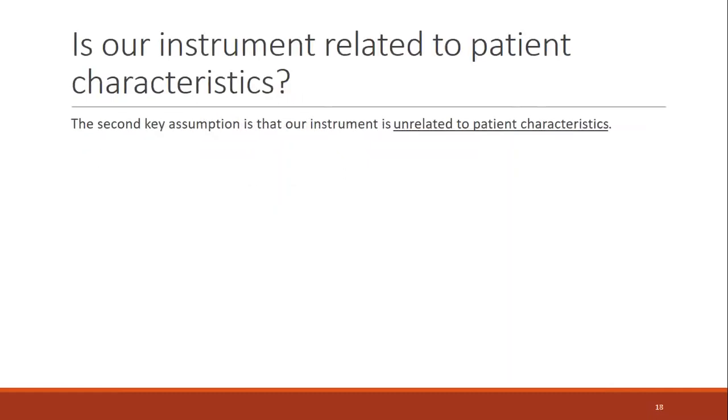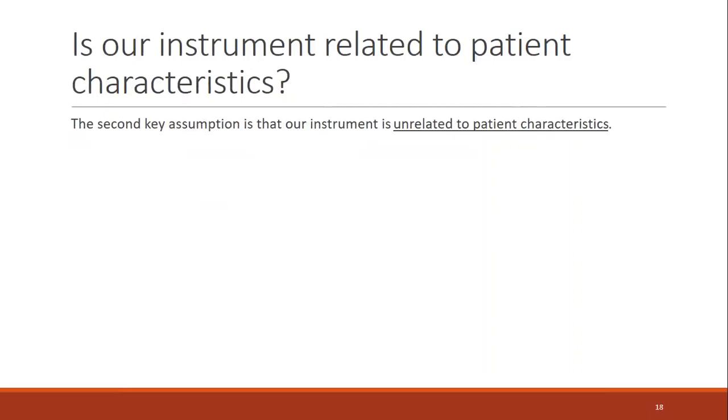The next question we have to ask, if we've found what we think is a strong instrument, is whether our instrument is related to patient characteristics. Remember, what we're really trying to do is mimic a randomized setting, where we'd assume that those randomized to one group would be very similar in characteristics to those randomized to the other. So the second thing we have to think about is whether patient characteristics could differ between these two groups.